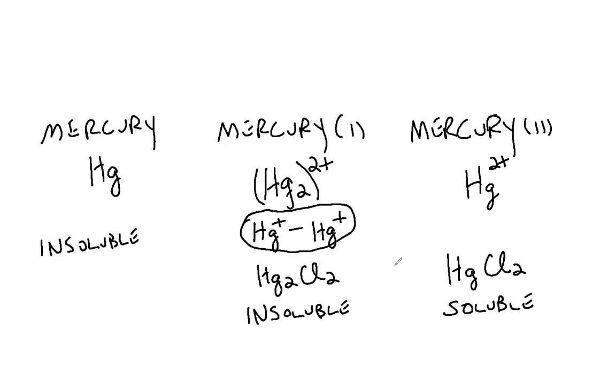So there's a big difference between mercury Roman numeral 1 and mercury Roman numeral 2. And the way I remember which one of these is soluble and which is insoluble is that I know a metal by itself is not soluble, and mercury Roman numeral 1 is closer to mercury than mercury Roman numeral 2. So I remember it this way. Plain mercury, mercury 1 are both insoluble, and mercury Roman numeral 2 is soluble. All right, and we'll be using this in our next lesson on how to predict products for precipitation double replacement reactions.